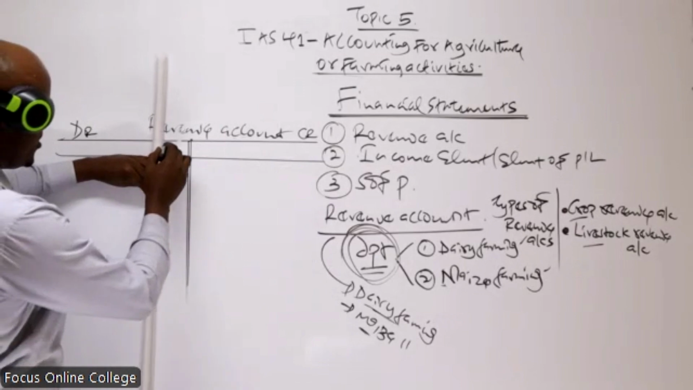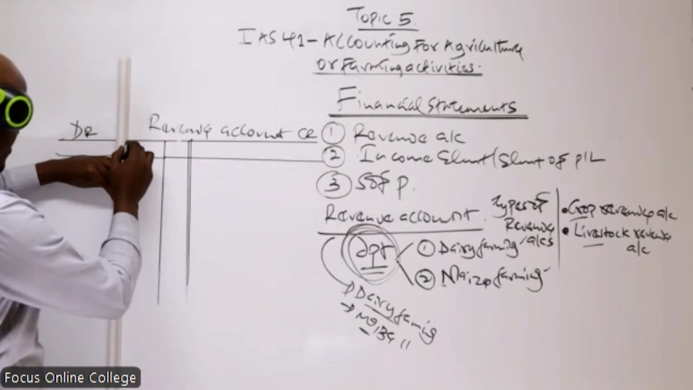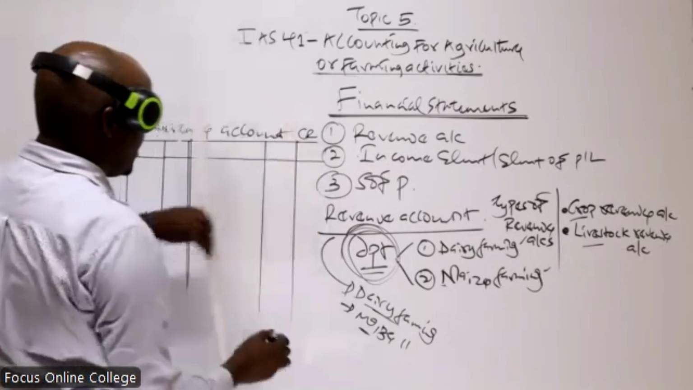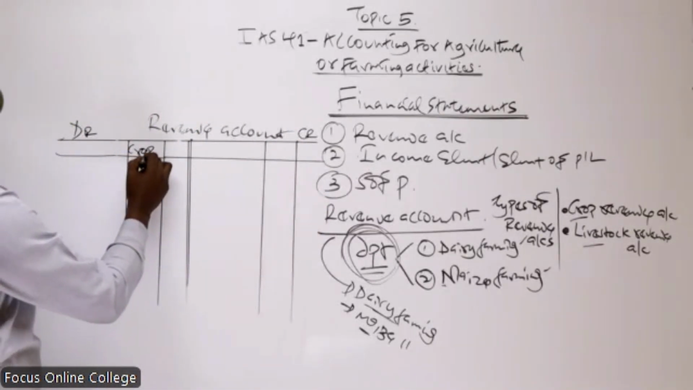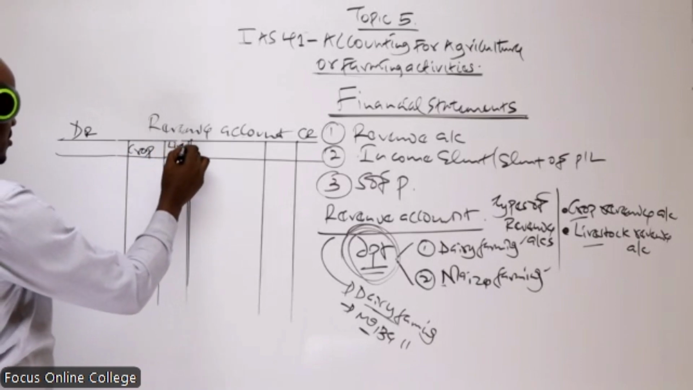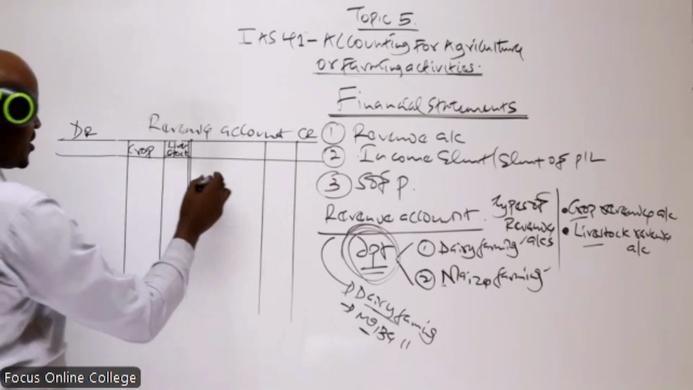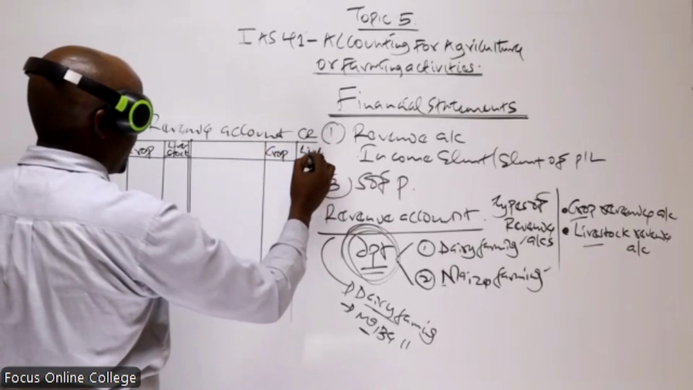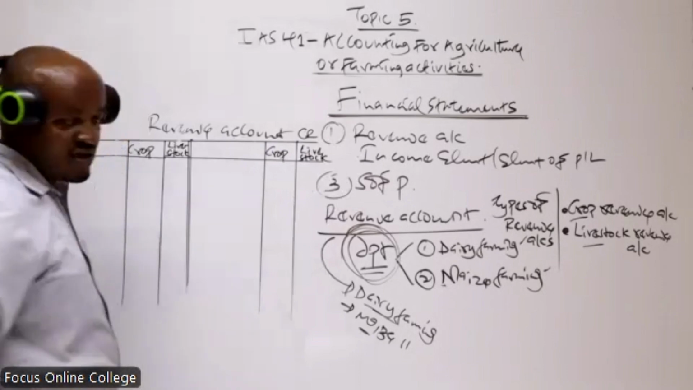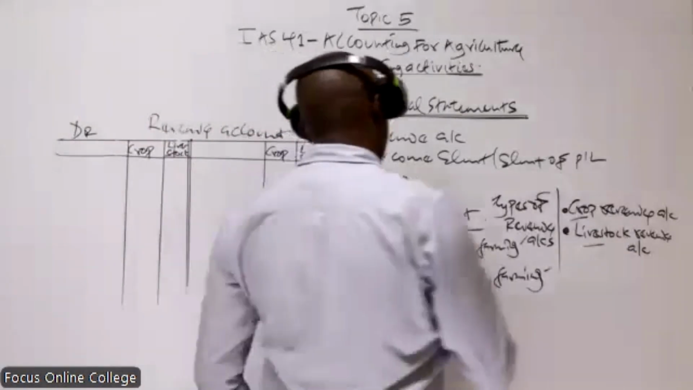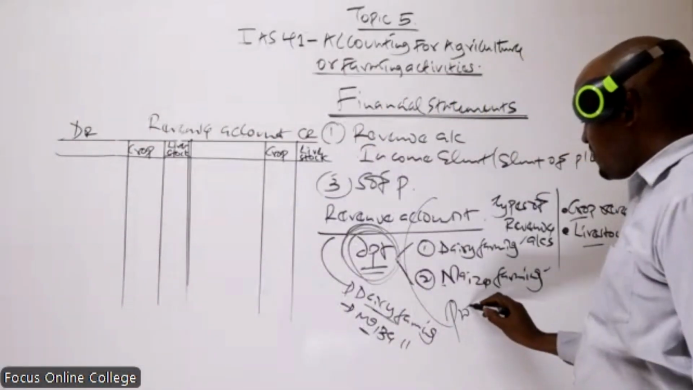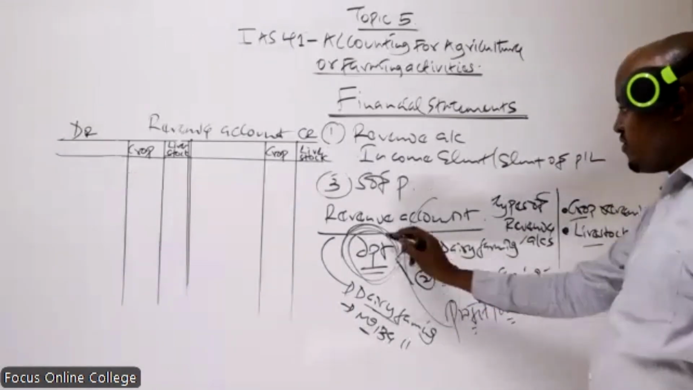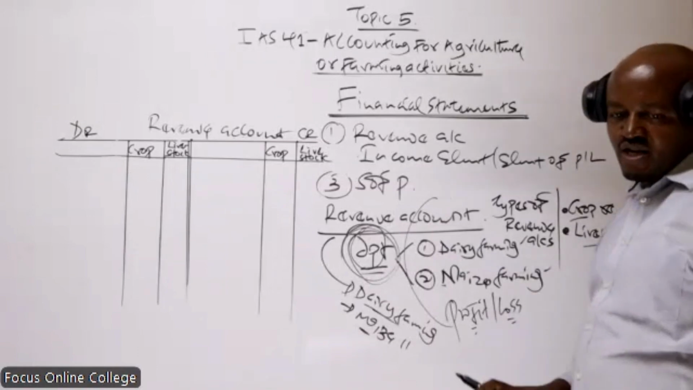So what happens here, you have two columns on both the debit and the credit side. So this will be the crop revenue account, and then you have the livestock revenue account. The same case on the credit side, the crop, and also the livestock revenue account. Remember, I've said that this revenue account is basically prepared to determine the profit or loss of each department. So how do we compute the profit or loss?